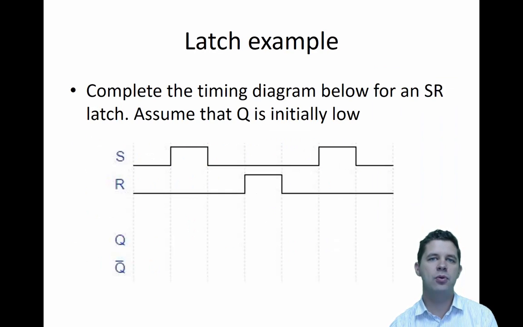So, brief example. Have a go at trying to complete this yourself before you look at the solution to it. But here's a timing diagram for our SR latch, and assume that in our initial state here, our Q value is low and essentially our Q bar value will be high, conversely.